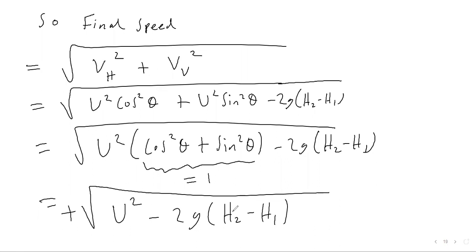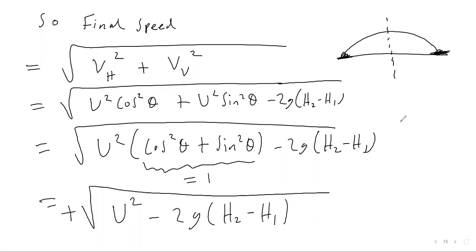If you're doing a normal projectile where you hit the ground, your h1, your initial height, is 0 above the ground, and your final height is 0 above the ground as well. So this would just cancel out, and you just get the square root of u squared, which is u. So if you had a symmetrical projectile like this, your final speed is going to be equal to your initial speed, obviously.